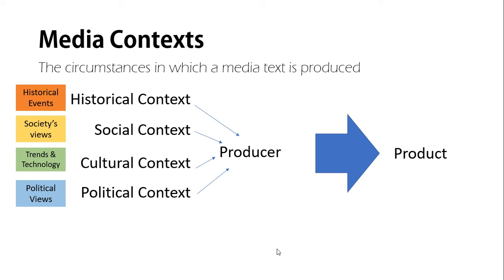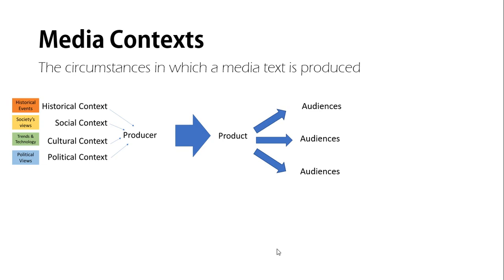Cultural context is more like trends, what's cool at the time, technology, and technology is often cool as well. If a new phone comes out, then that's part of the cultural context because it's both trendy and technology. And then political context. So if there are particular political views that are influencing the producer, that's going to be the political context.